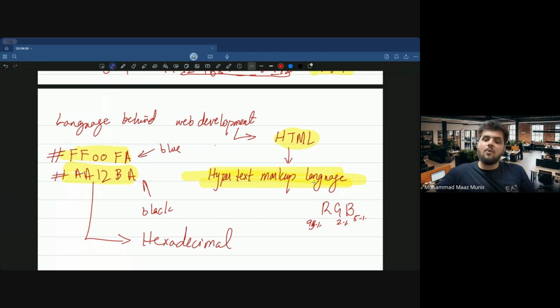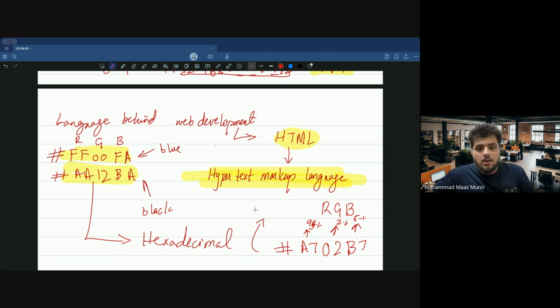Now if I want to make a different shade, if the first two are red, and then this is green and this is blue, I could do something like A7, which would mean like 93% red, and then for green I could do 02, which would mean like 2% green, and then B7, which would mean like 5%. Now this is a code, and this code will make some specific shade. So just to make such different shades, we have introduced such different codes.